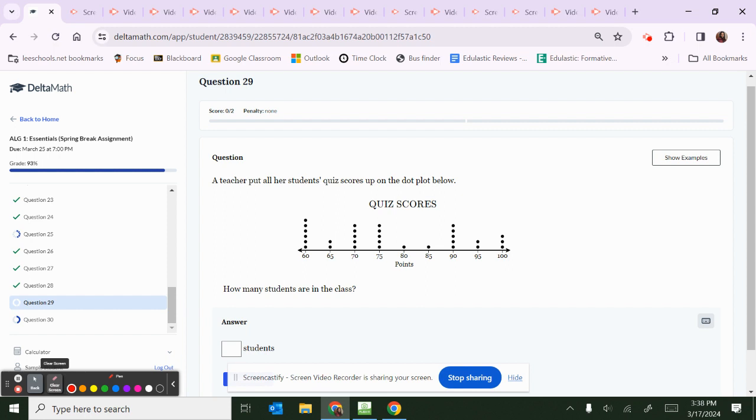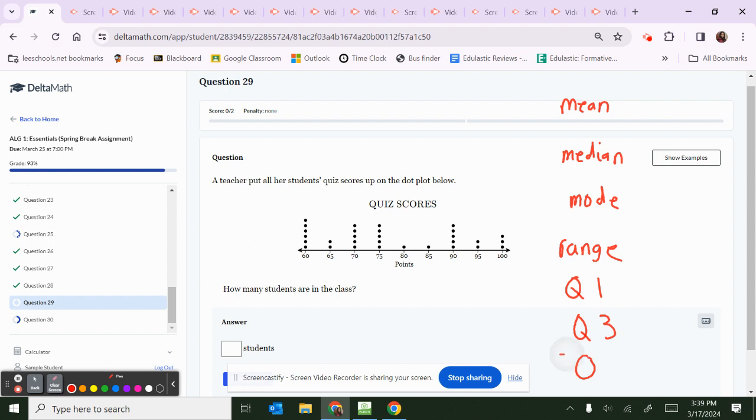You need to know what the mean is, what the median is, what the mode is, what the range is, what the quartile 1 is, what the quartile 3 is, and then what your IQR is. So these are all the things you need to know related to any plot at all.